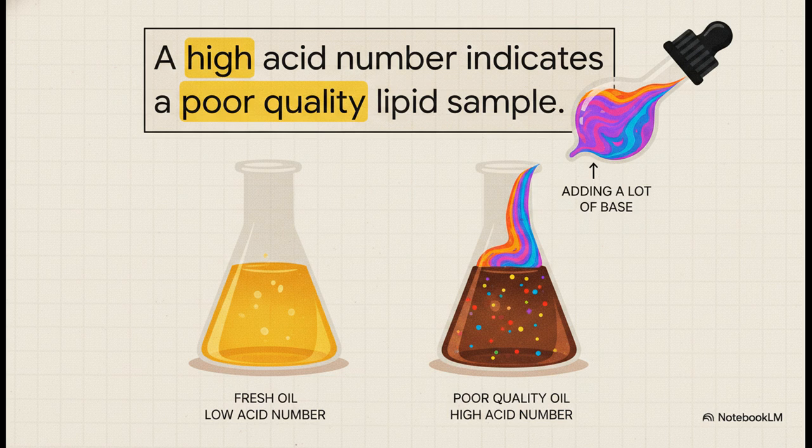A high acid number means you've got a poor quality lipid sample on your hands. Think about it. If it takes a massive amount of base to neutralize the oil, there must be a ton of free fatty acid present. And that means the oil has really degraded. It's literally a measurable proxy for freshness.